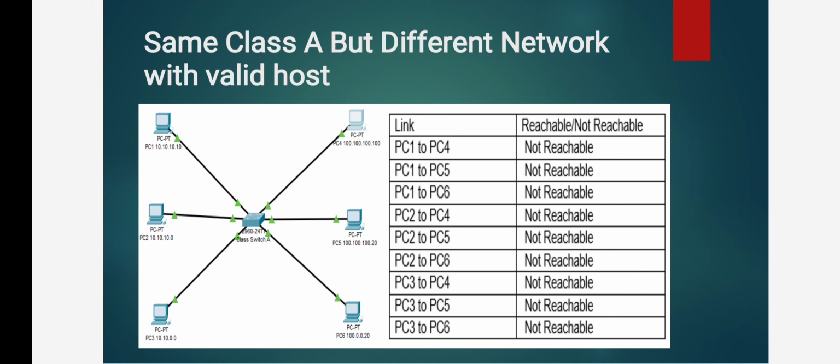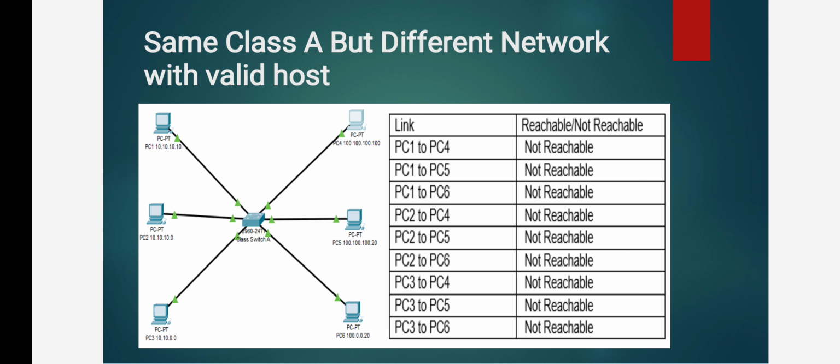The PC1, you have seen that already. So the link are PC1 to PC4 not reachable. Why? Because PC1 has the network part of 10 and PC4 has the network part 100. They are not in the same network, so it is not reachable. But they are in the same class, and that class is A.